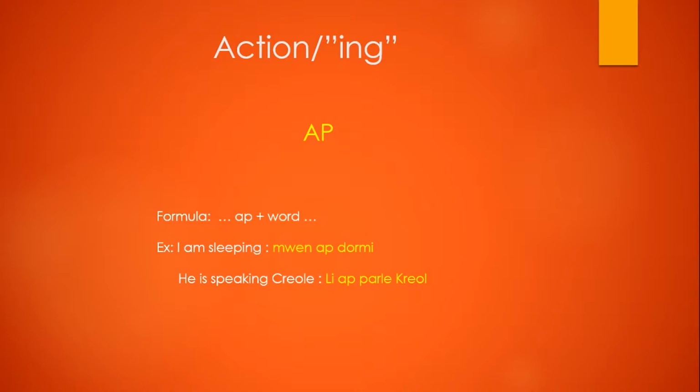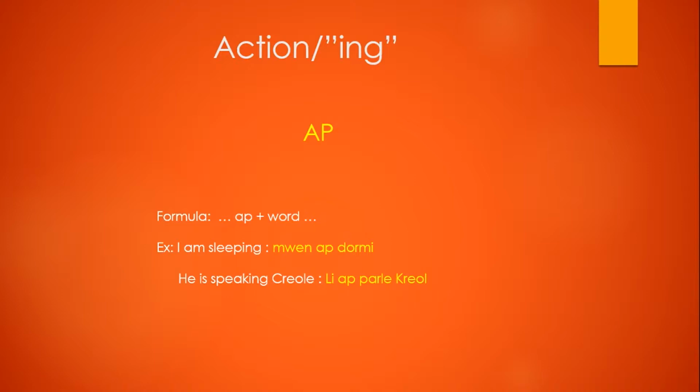Now, for the action words, the ing words, it's very simple. We simply put the word ap in front of the word we want to say that we're doing. And the formula is this. It is ap plus whatever word you are indicating that you want to do.